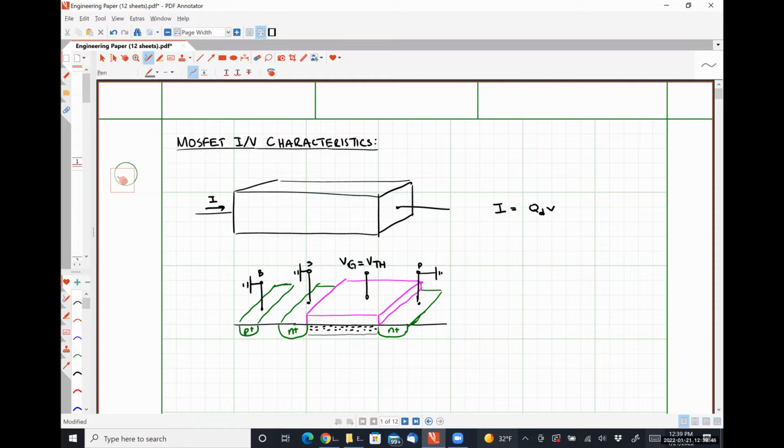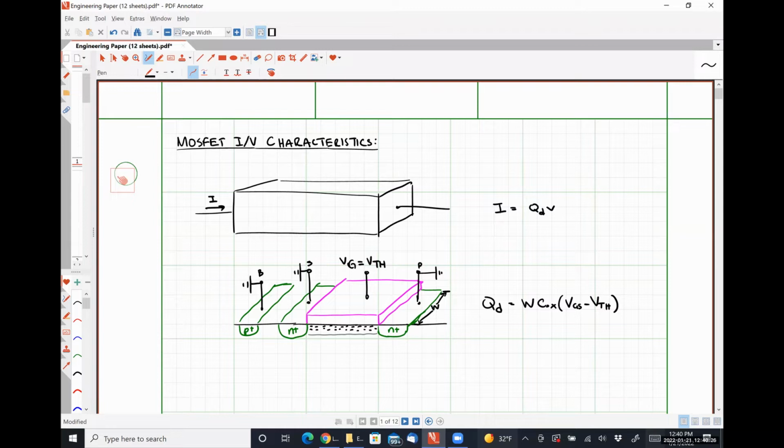For any VGS greater than VTH, any charge we put on the gate has to be mirrored by more charge accumulating in the channel. And so we're going to get a charge density QD is equal to W Cox (VGS minus VTH), where W is the width of the channel.